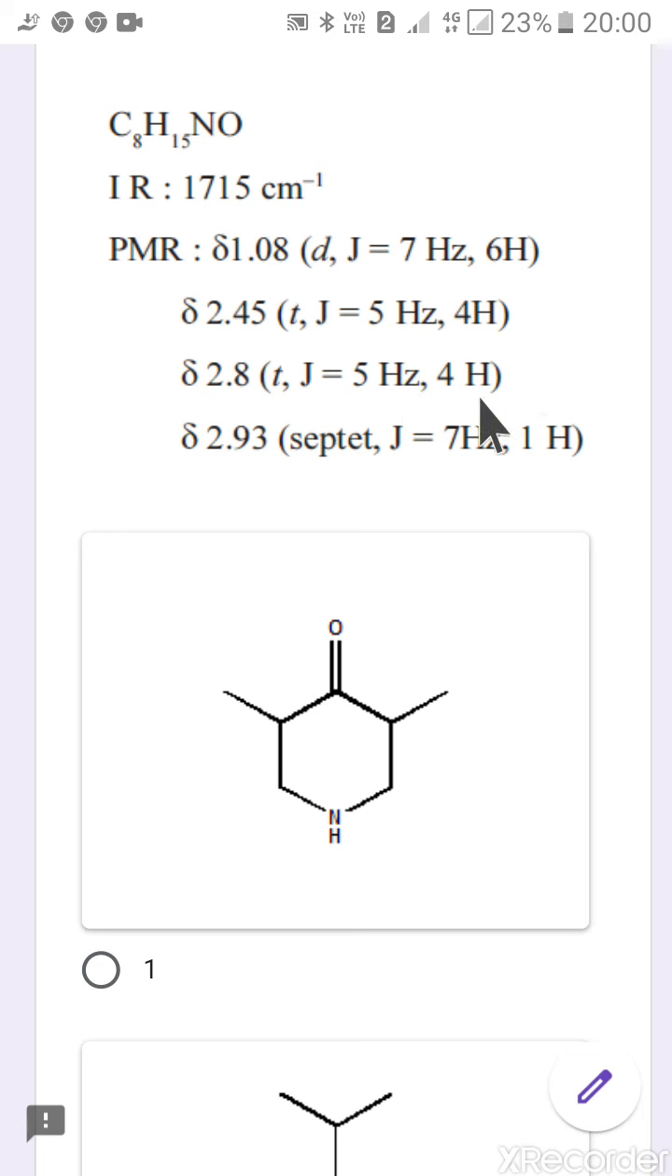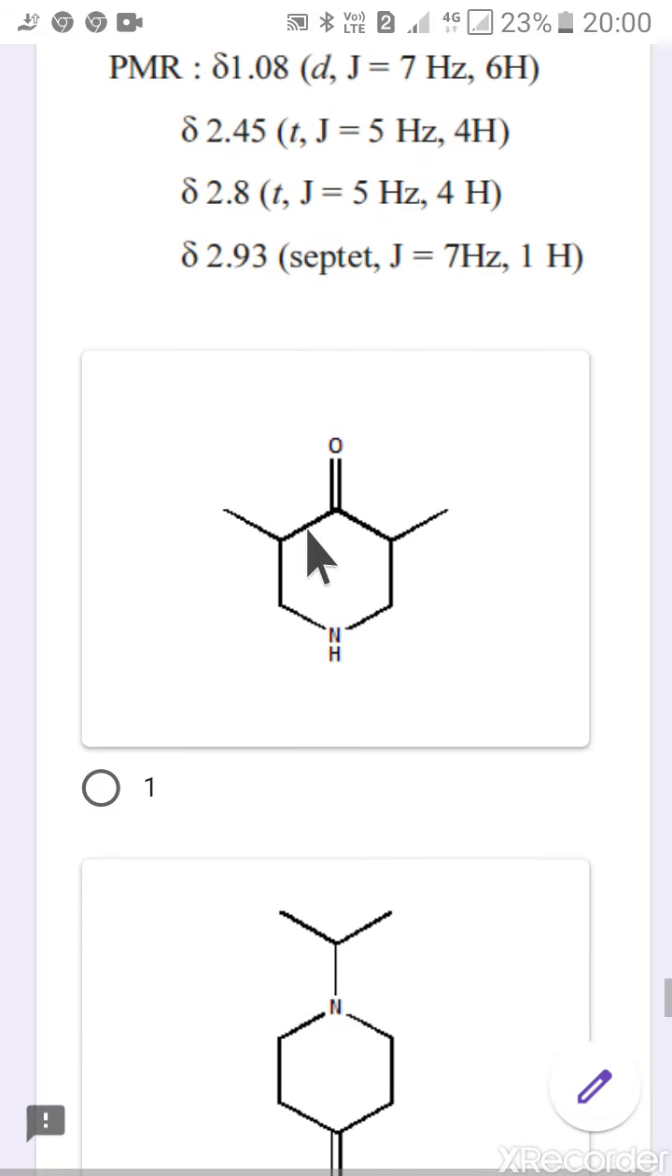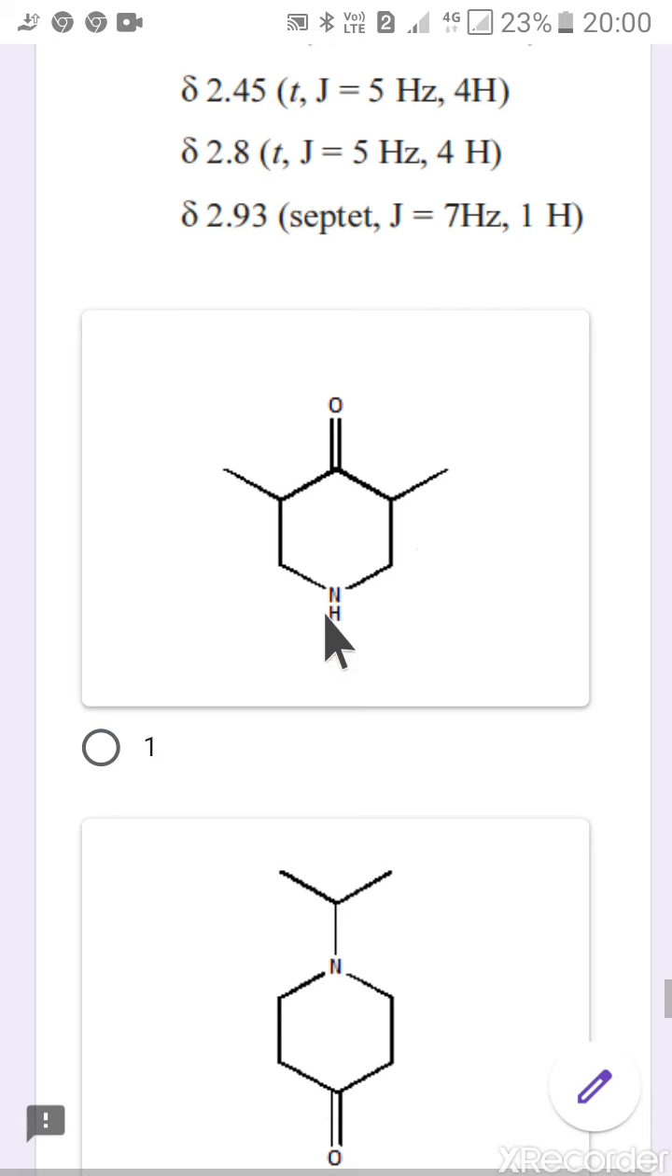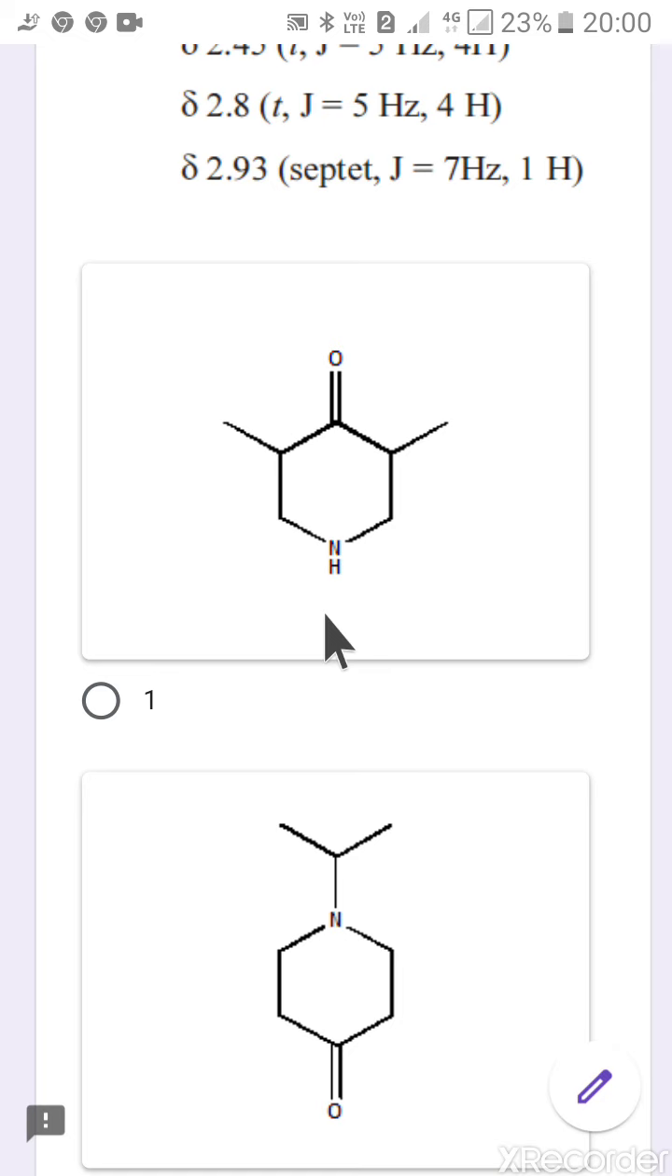Okay, let's see the options. In the first molecule we have these two CH3 showing a doublet, but as you know, 6H gives a doublet and 1H gives a septet. In this molecule that 1H will not show a septet, it will show a quartet. That means the first option is ruled out because of the absence of the septet signal.